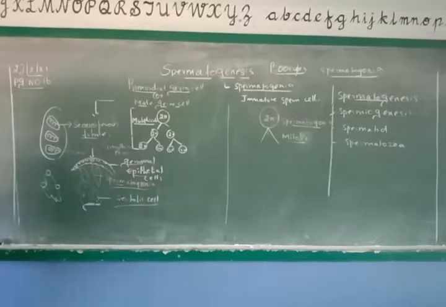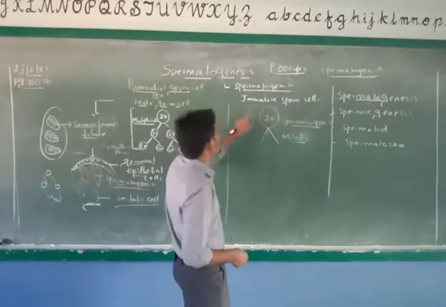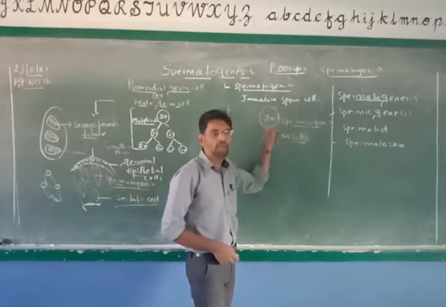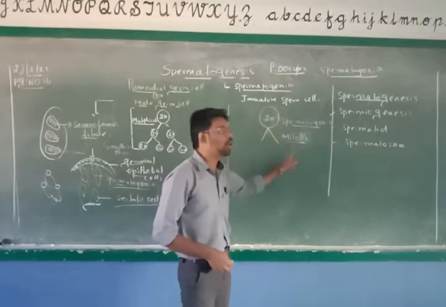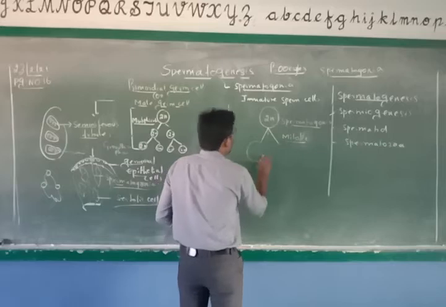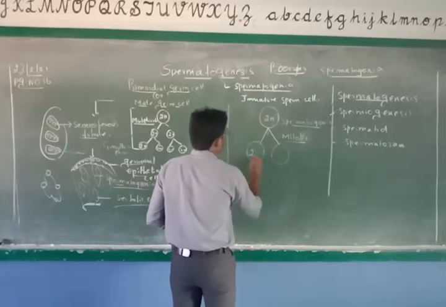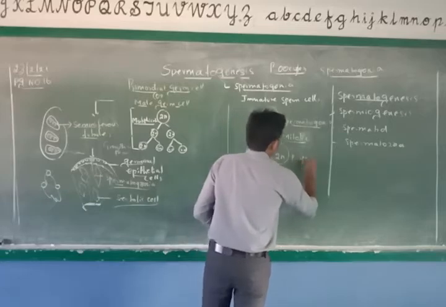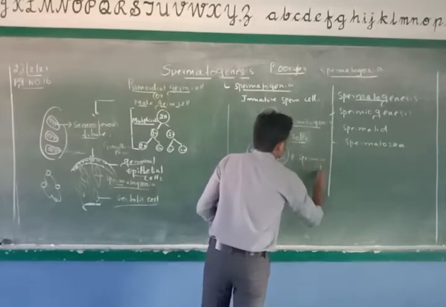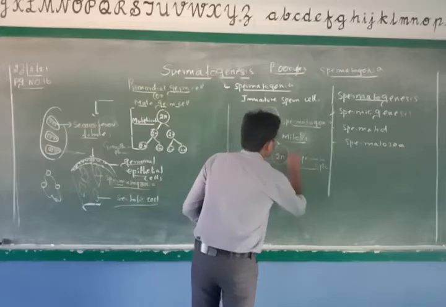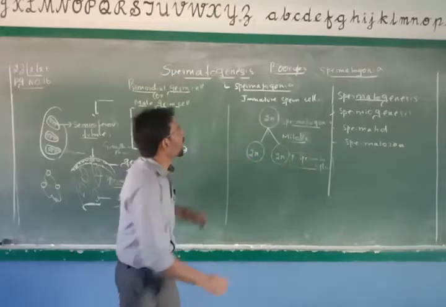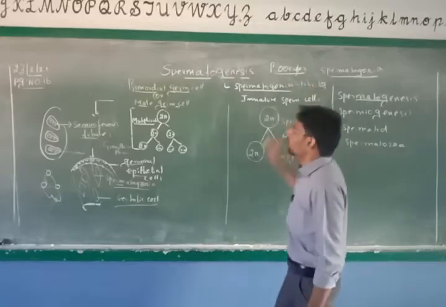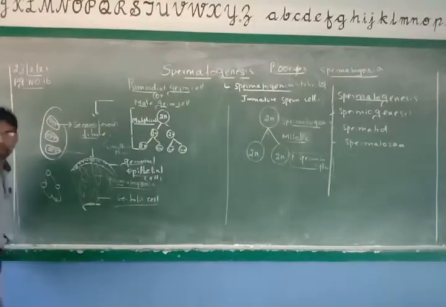Is that clear? Right. So this process is spermatogenesis, where immature sperm cells are produced. In that, the spermatogonia, which is diploid, will undergo mitotic division to form an equal number of diploid primary spermatocytes. Everything happens after puberty. That is what is important. That means the earlier process was done before puberty.